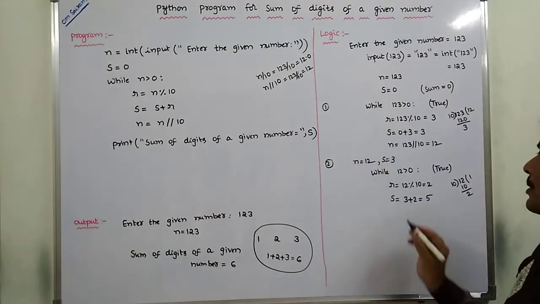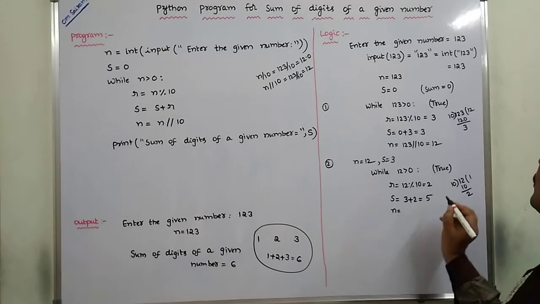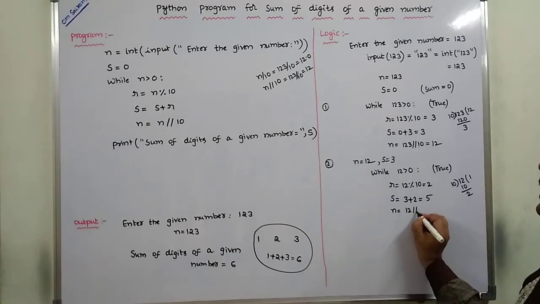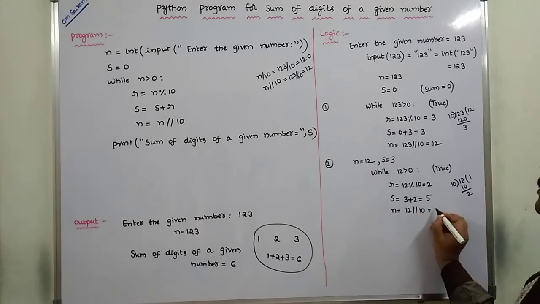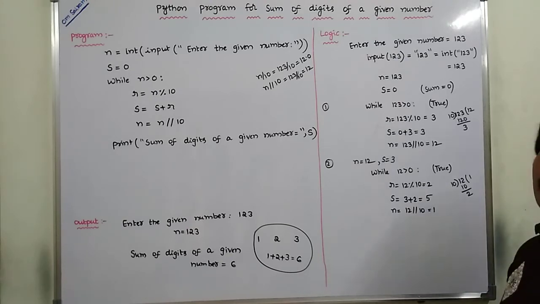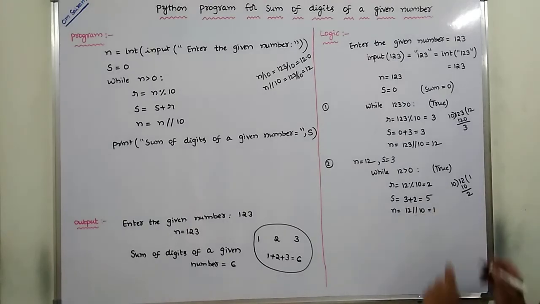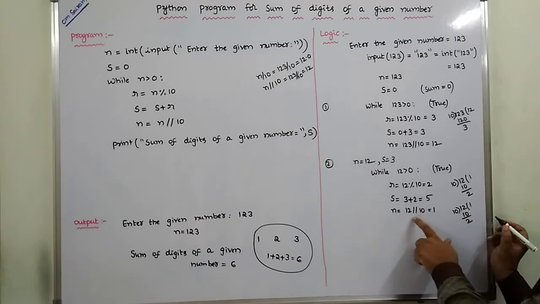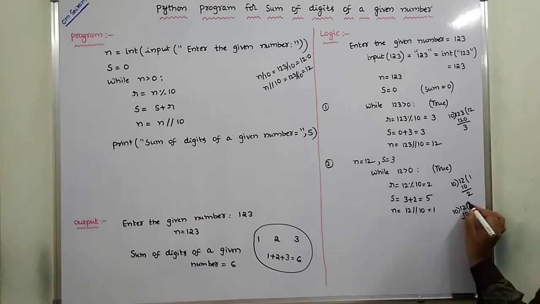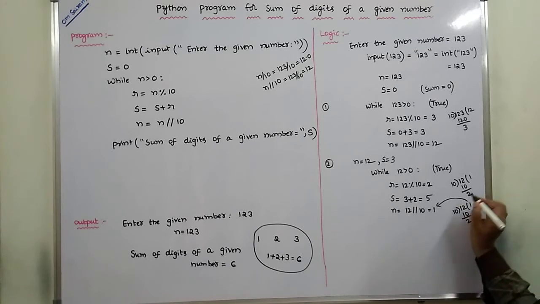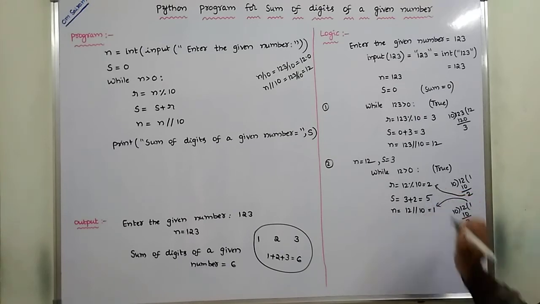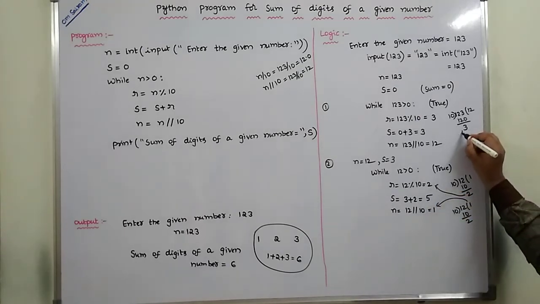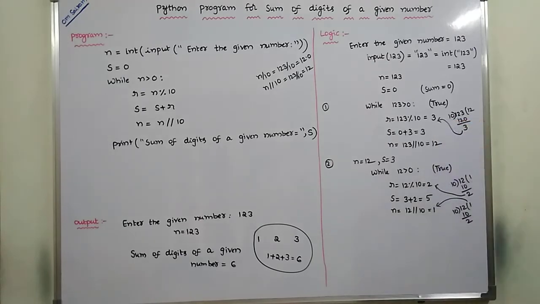Okay. Next one. N is equal to N value 12. 12 divided with 10, that is equal to 1. Okay. So here this is the quotient. Okay. 12 can be divided with 10. 10 ones, 10. Remainder is 2. But here we are not taking the remainder value, quotient value. So this is 1 we are taking. So this is 2 we are taking. Okay. So this remainder value we are taking.